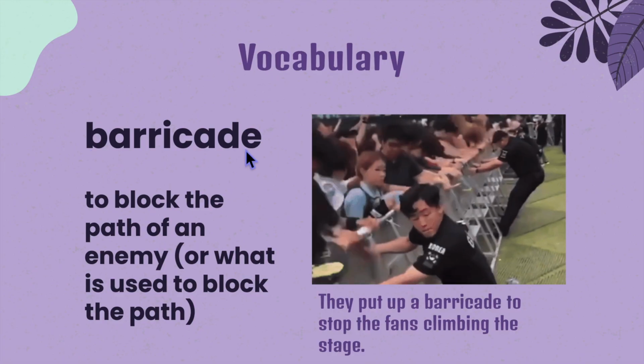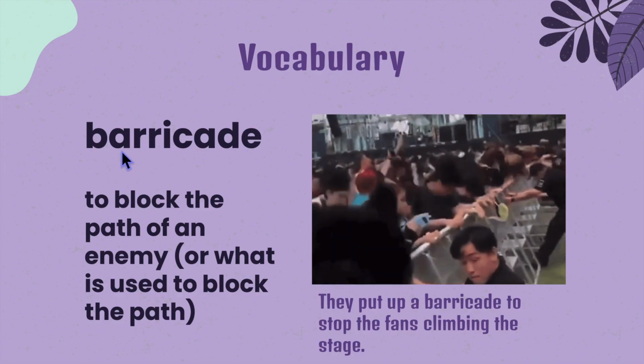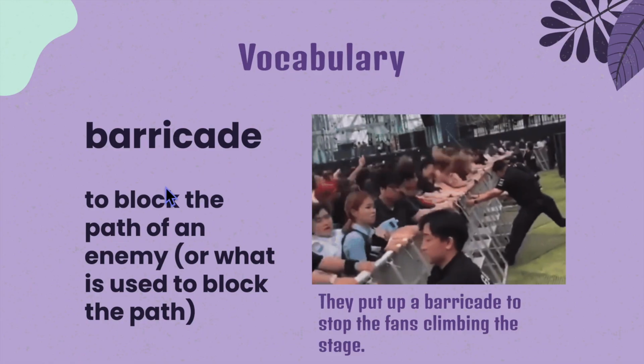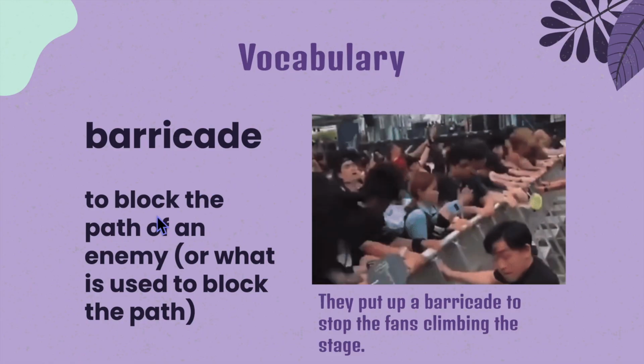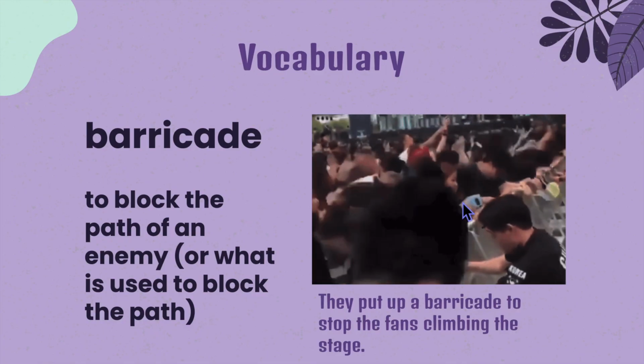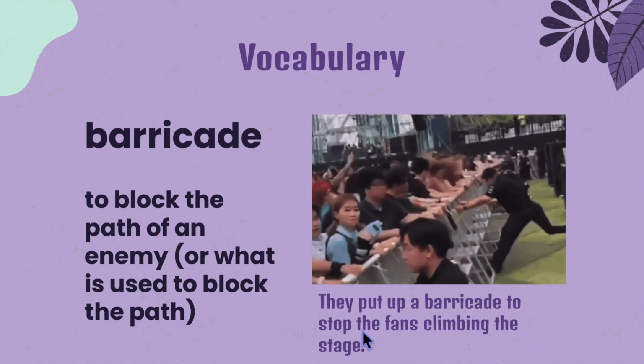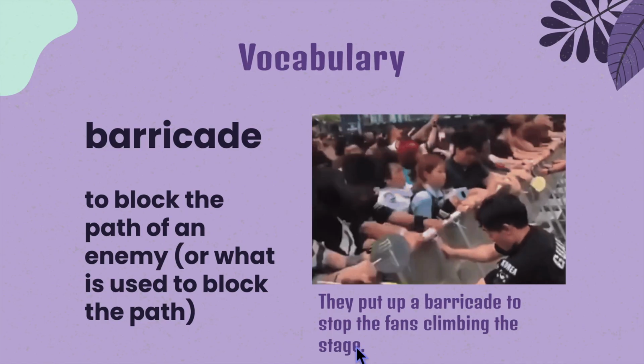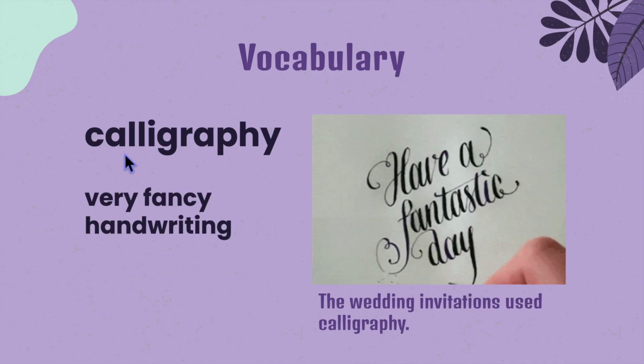This word is barricade. Two R's after an A, so the A has the long sound. A barricade is something you use to block the path of an enemy, or to actually block the path. They put up a barricade to stop the fans climbing the stage. Here we have calligraphy. Calligraphy is very fancy handwriting, such as this. The wedding invitations used calligraphy.